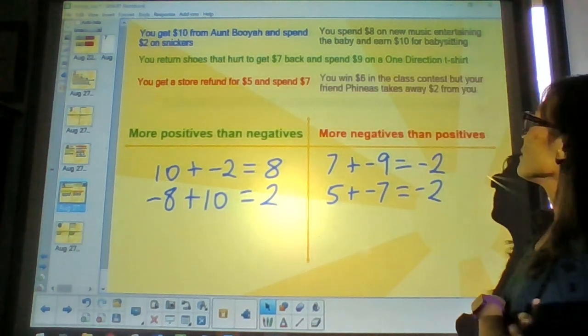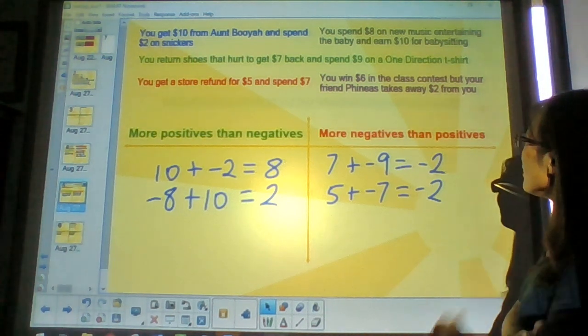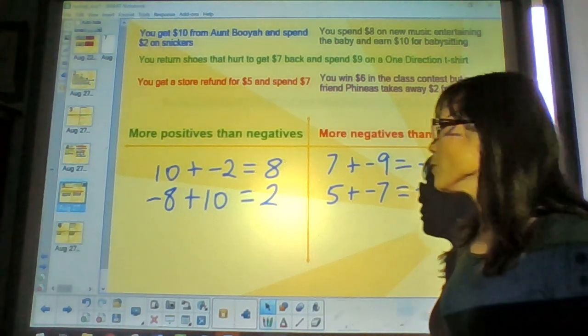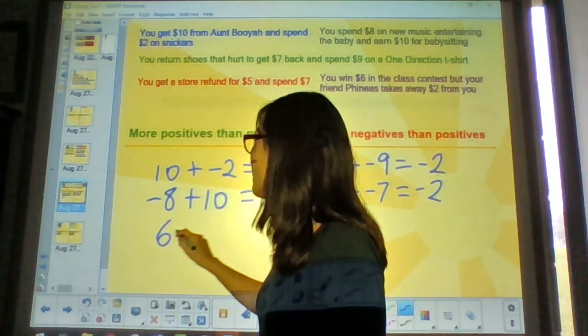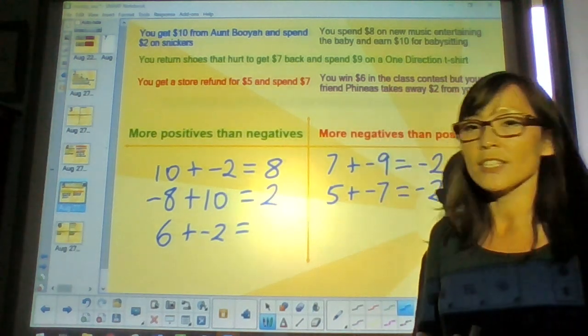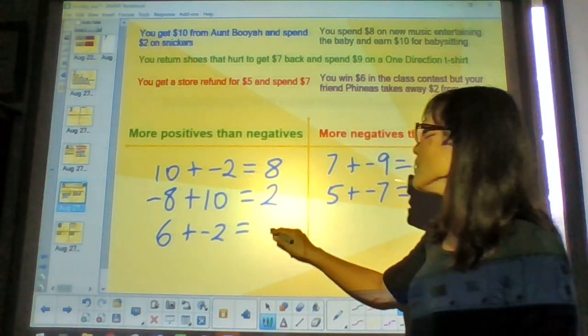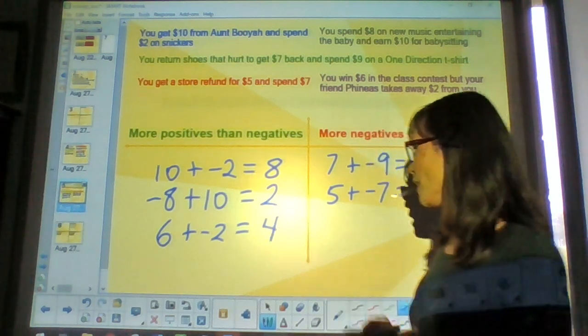You win $6 in the class contest, but your friend Phineas takes $2 away from you. So you have $6, but then you end up getting $2 taken away from you. Your friend isn't a good friend, is he? And now you have only $4 left.